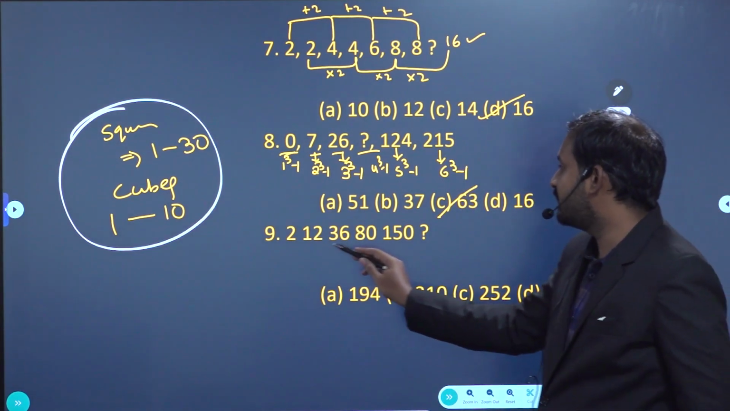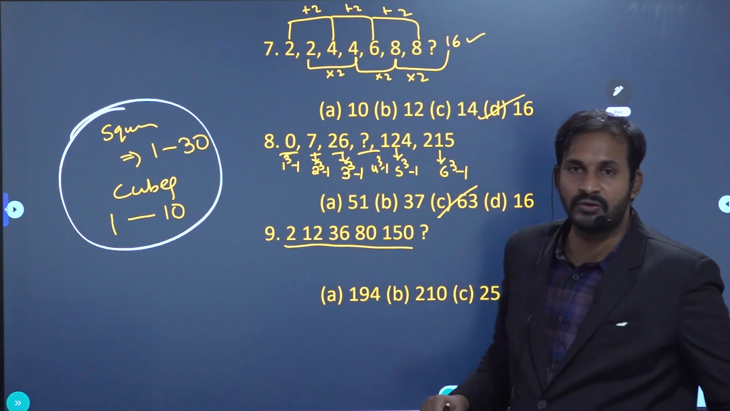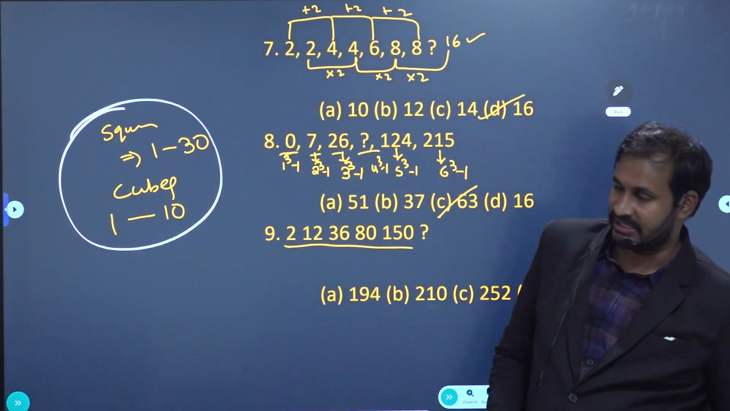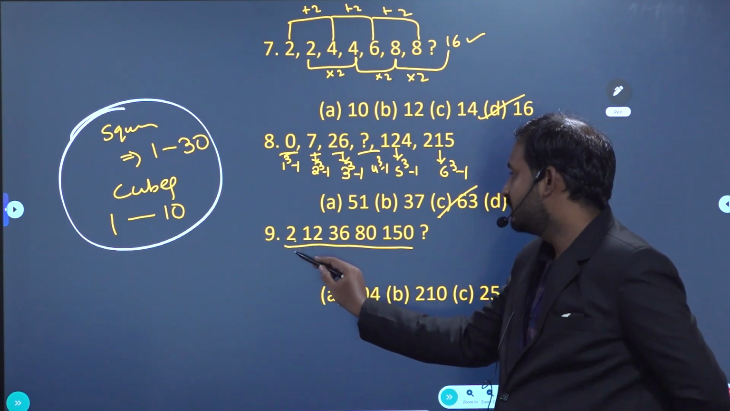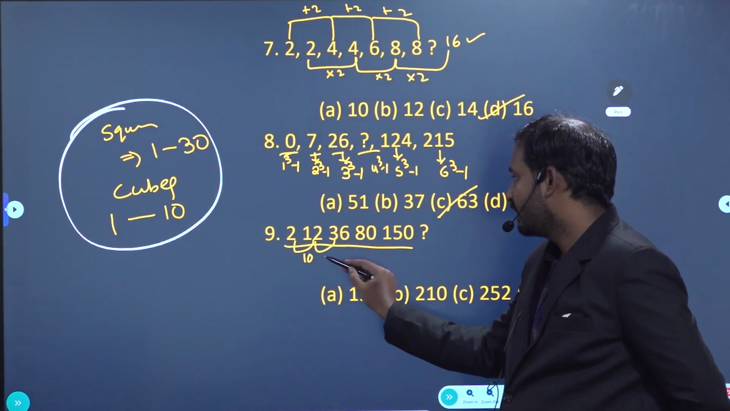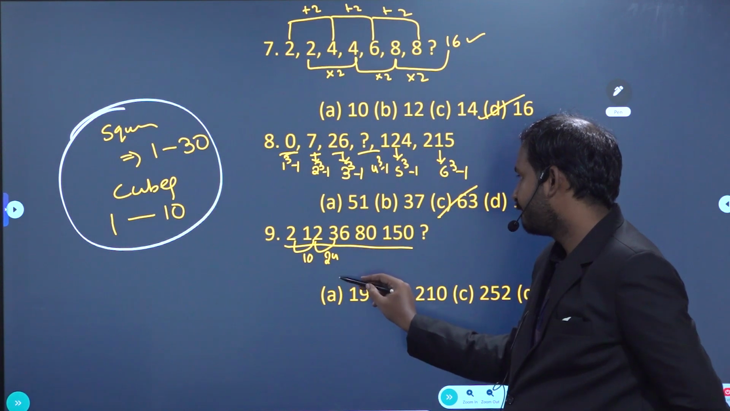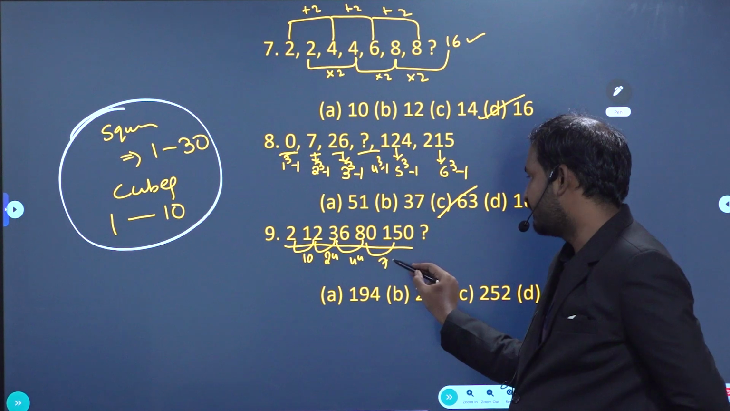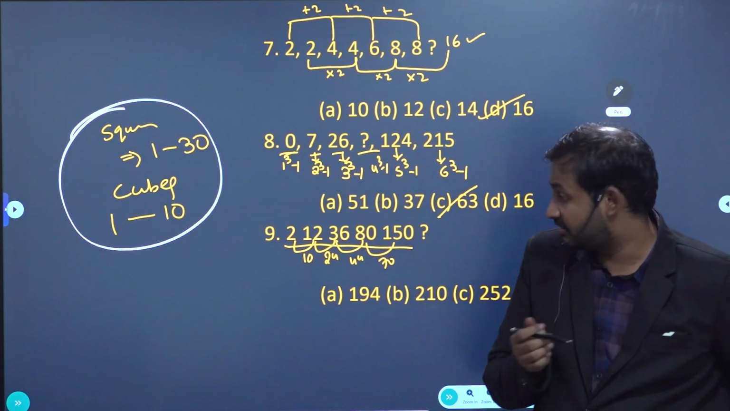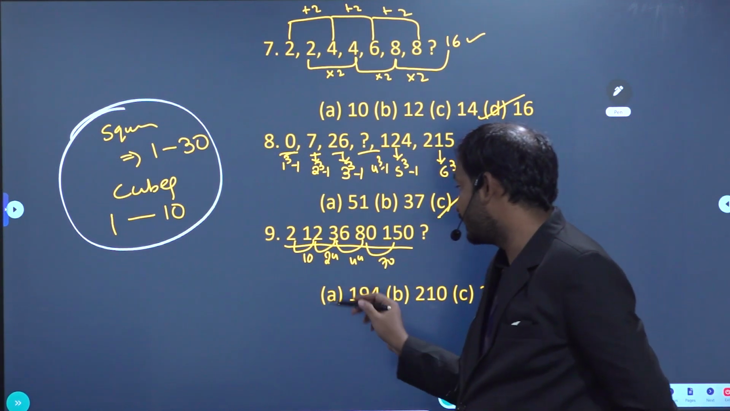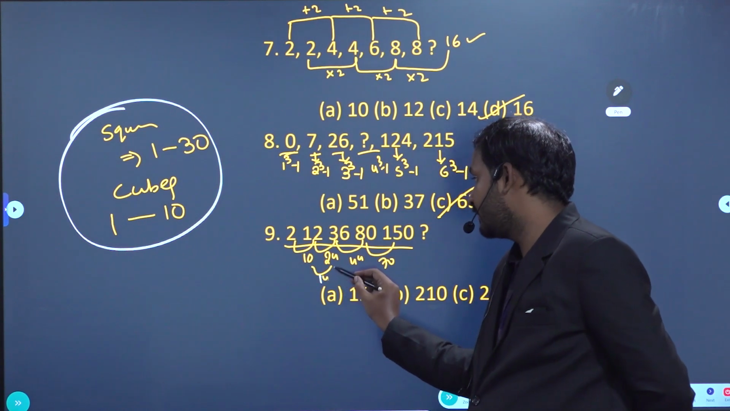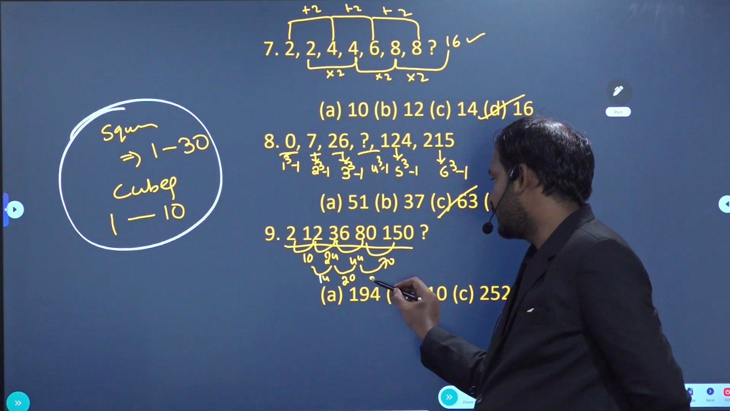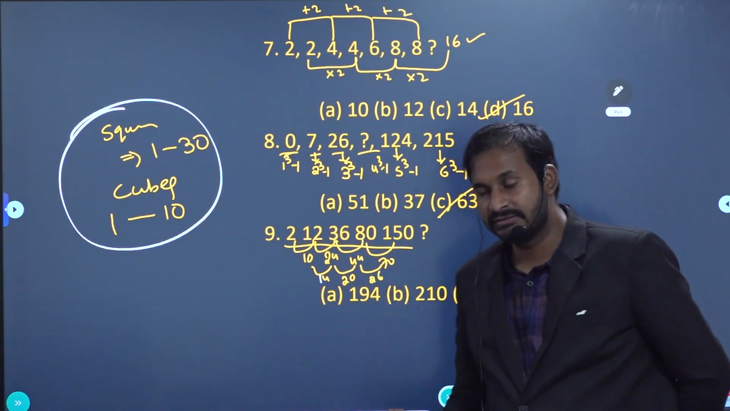Now please see this one, how the series is progressing, whether it is progressing slowly or drastically. Drastically, sir. Okay, write the difference. 10, 24, 44, 70. Still no idea what is happening? What is it? 14, 20, 26. Now you will get the idea, right?